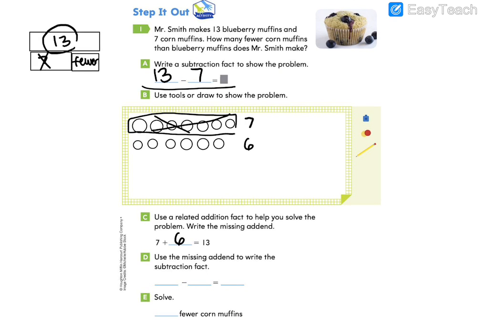So now we'll take our subtraction fact and use the missing addend to solve. 13 minus 7 equals 6. So now I know in my bar model that fewer is equal to 6. I know that there are 6 fewer corn muffins than blueberry muffins.